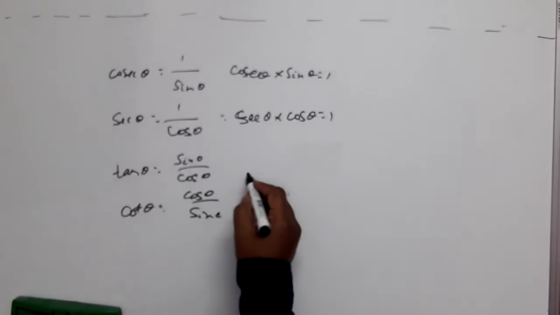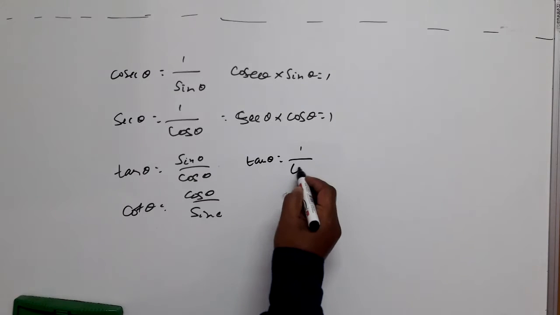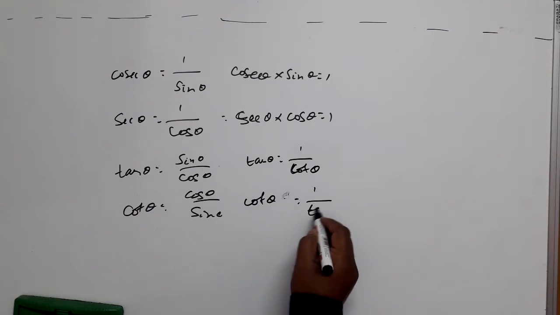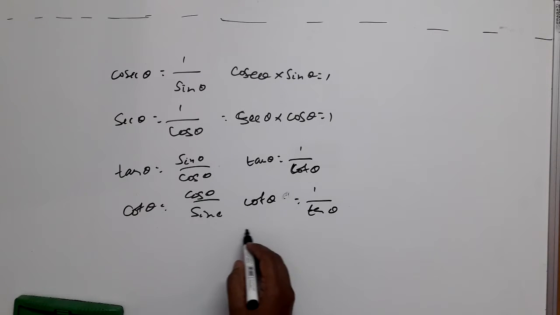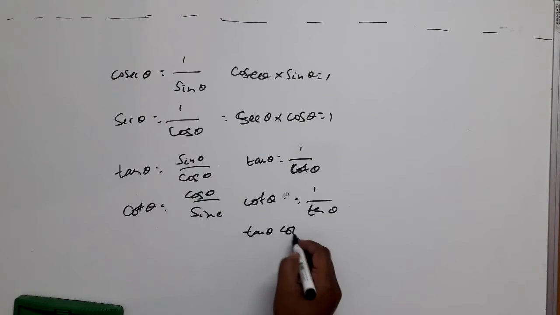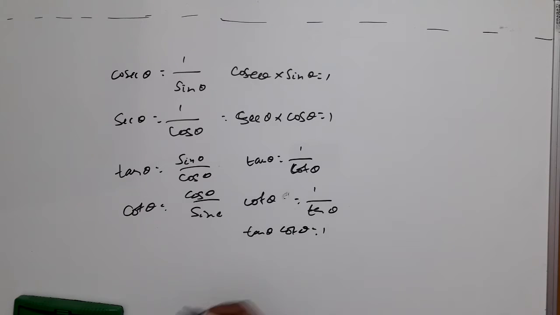They are reciprocal of each other, right? So can I say from this tan theta is 1 by cot theta? In the same way, cot theta can be written as 1 by tan theta. So from this, can I write product of these two equal to 1? Yes. Tan theta multiplied by cot theta is equal to 1. All these relations we can have, right?